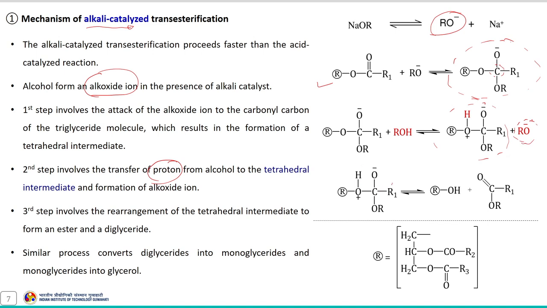And the third step involves the rearrangement of this tetrahedral intermediate to form an ester and diglyceride. And this is represented as a diglyceride molecule. And in a similar way, the process converts diglyceride to monoglyceride and monoglyceride to glycerol.